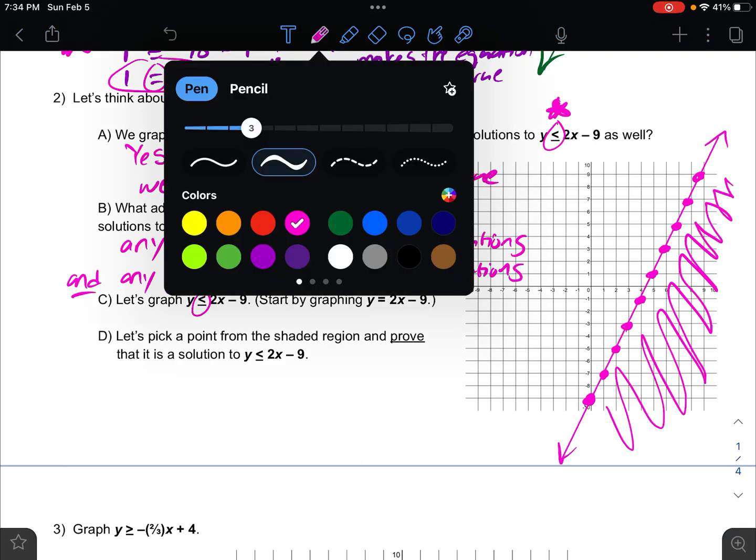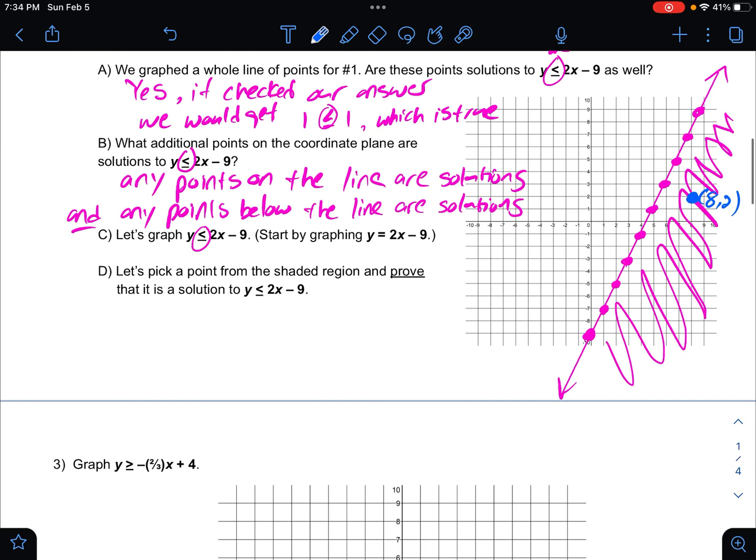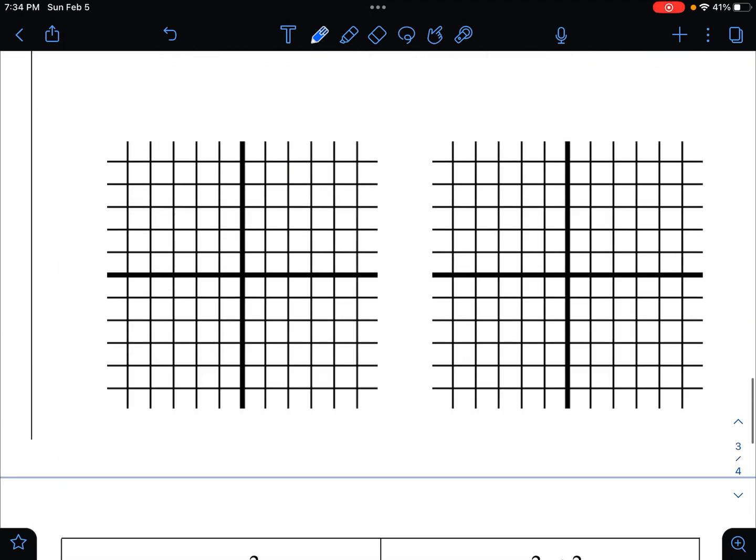Okay, so if we picked a point that was below the line, just pick any point that is below the line. Let's pick something positive up here. So I think this point right here is (8,2). All right, this is the point (8,2). Note it is below the line. It's in that little pink shaded region there. Let's just prove that that is a solution. So the point (8,2), remember this is an x value and a y value. So let's put 2 in for y. And let's put 8 in for x.